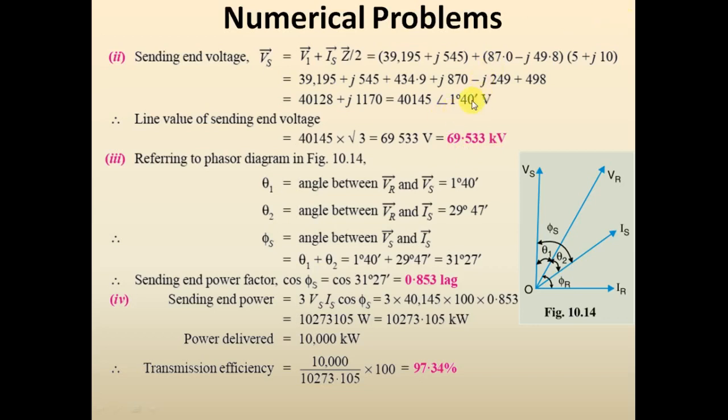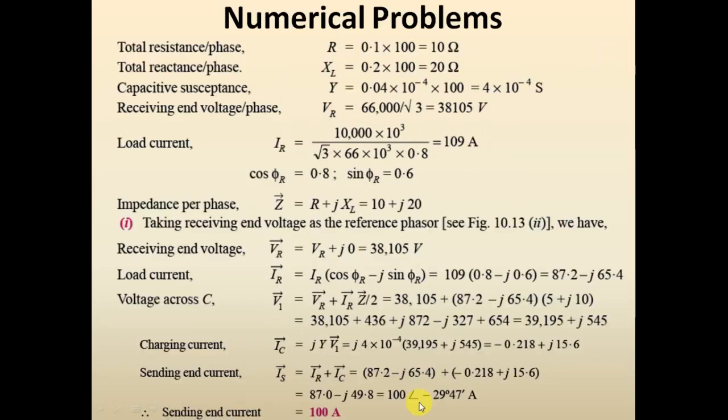From this polar form of vector Vs, we very well know that this angle 1 degree 40 minutes is actually the angle this vector is making with vector Vr. Similarly, from the polar form of vector Is, we know that minus 29 degrees 47 minutes is actually the angle this vector Is is making with vector Vr, as vector Vr is considered as the reference vector.